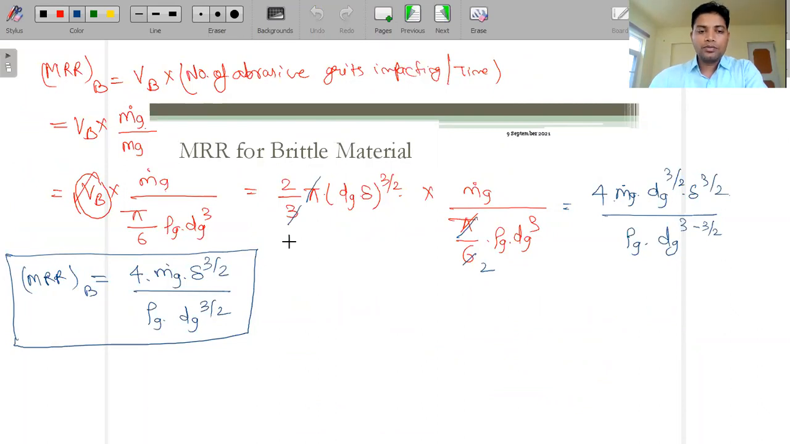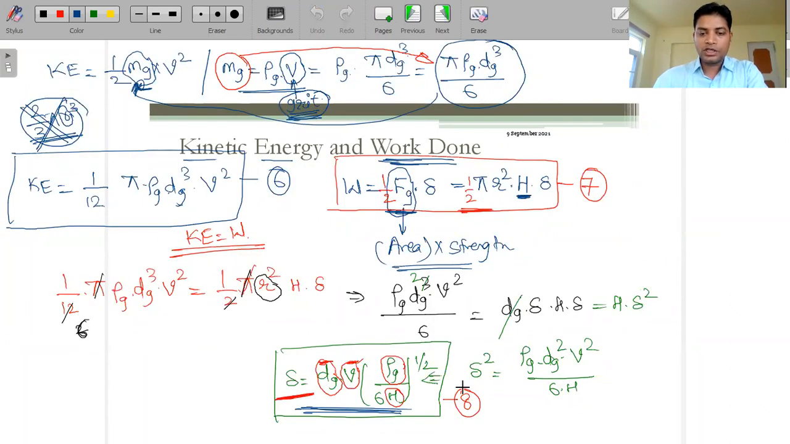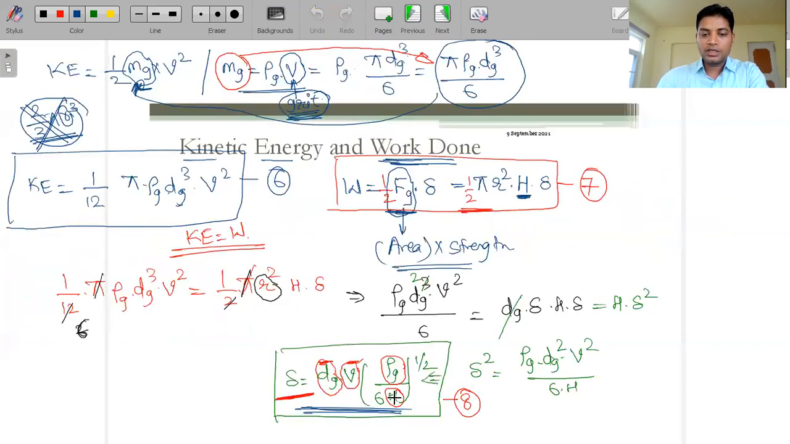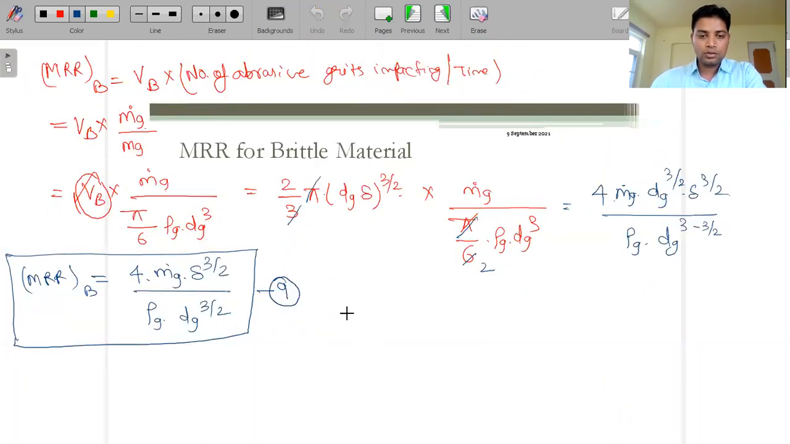Okay guys, so please, this was equation number 8, so just keep it, this is equation number 9, and from equation 8 you can replace the value of delta. So when you replace it, this will become MRR equals 4 into m dot g into rho g into dg raised to 3 by 2. Now just put the value of delta.